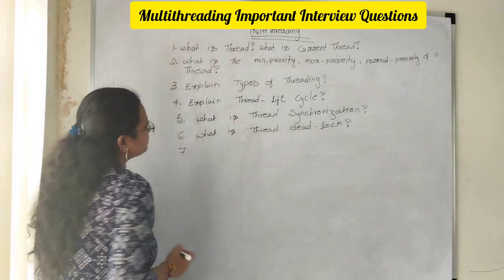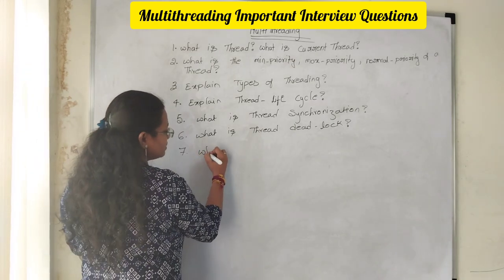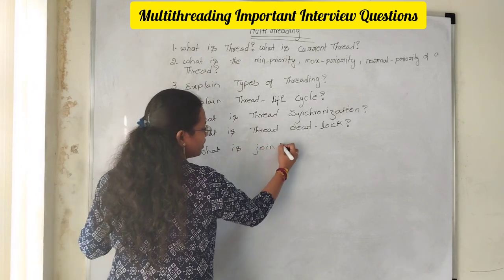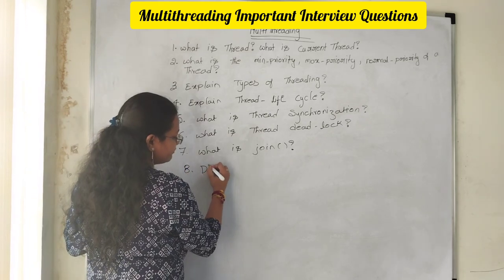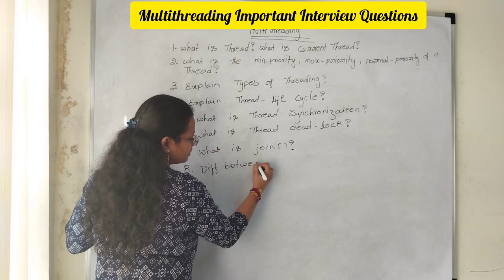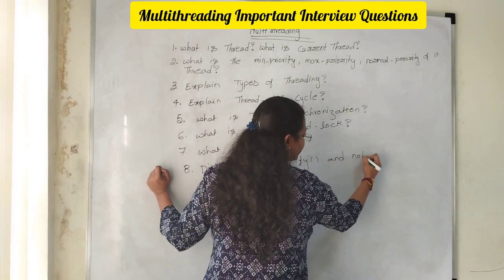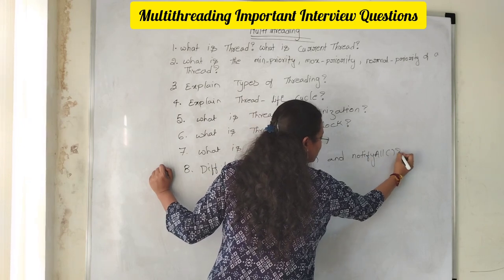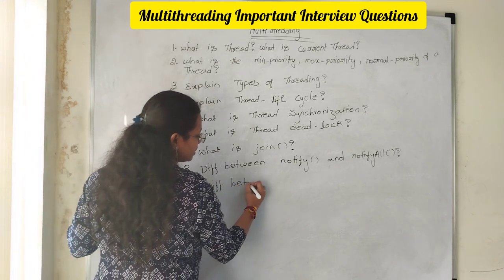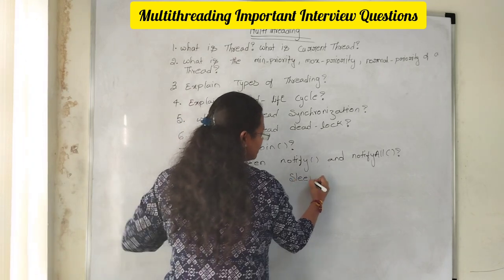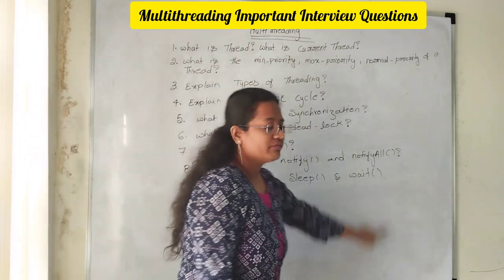Next, seventh one. What is join method? Join method is very very important. Next, eighth one. What is the difference between notify method and notify all method? Next we are going to discuss the ninth one, difference between sleep method and wait method.